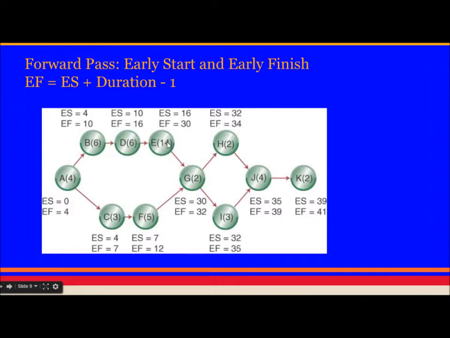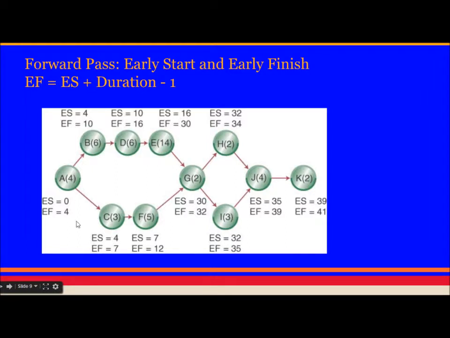Then again early start for E is 10 plus 6, which is 16. 16 plus 14, which is 32 for this one. No, it has to go this way. 16 plus 14, 16 plus 14 is 30. So G can start only at 30. But we have to check from this side too.